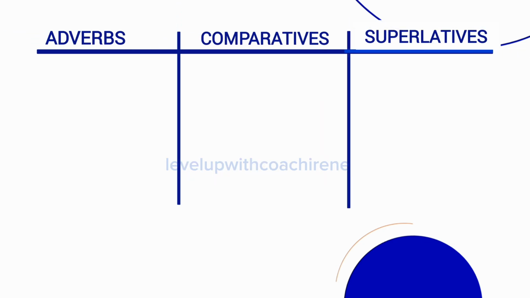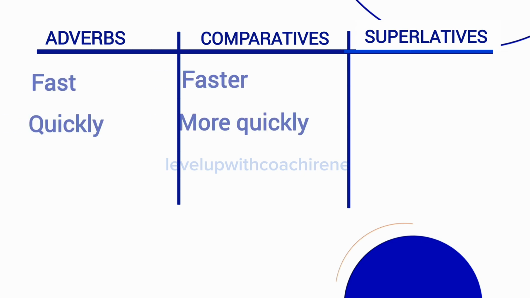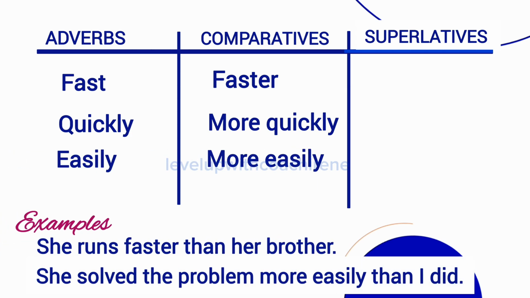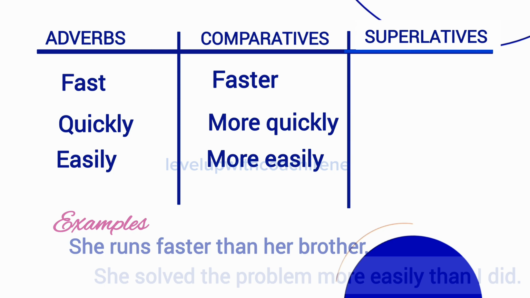Comparative adverbs are used to compare two actions and often end in er or use more before the adverb. For example, fast, faster, quickly, more quickly, easily, more easily. Examples include: she runs faster than her brother. She solved the problem more easily than I did.